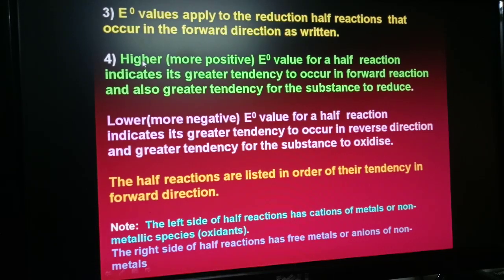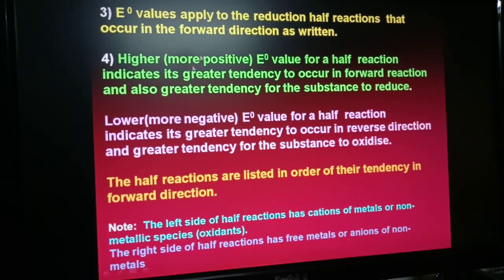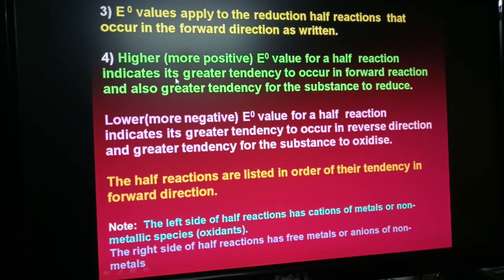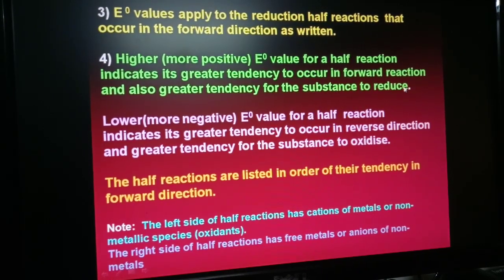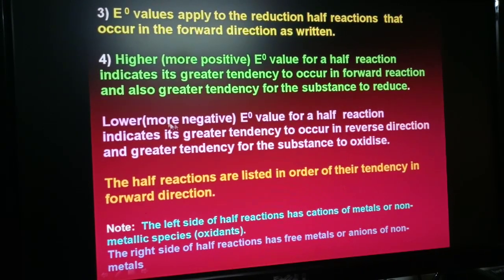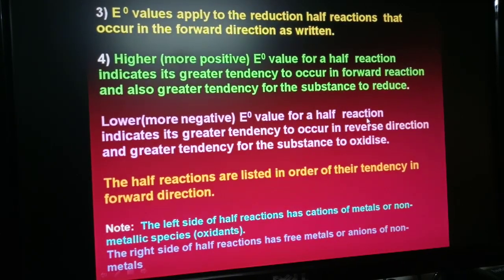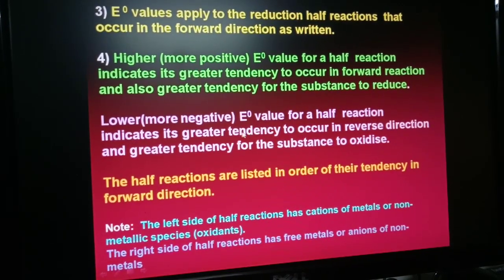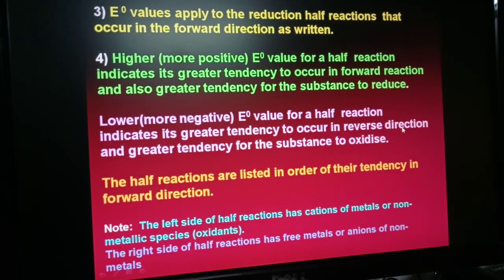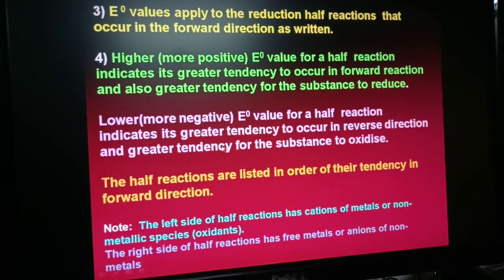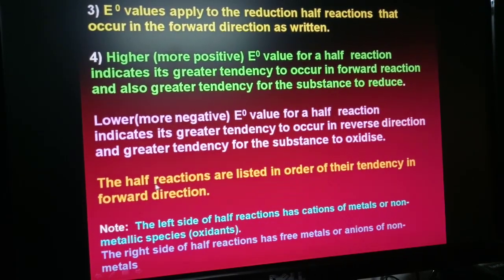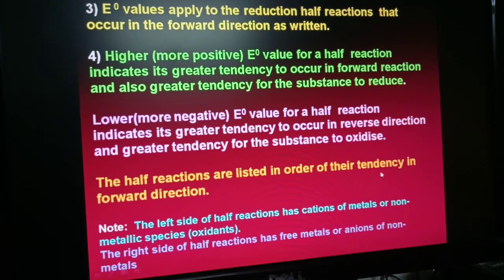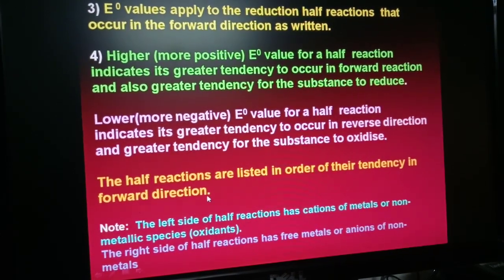Fourth point, a higher, that is more positive, E0 value for a half reaction indicates a greater tendency to occur in the forward direction and also a greater tendency for the substance to reduce. A lower, that is more negative, E0 value for a half reaction indicates its greater tendency to occur in the reverse direction and a greater tendency for the substance to oxidize. The half reactions are listed in order of their tendency in the forward direction.